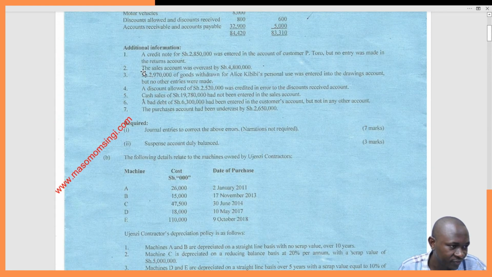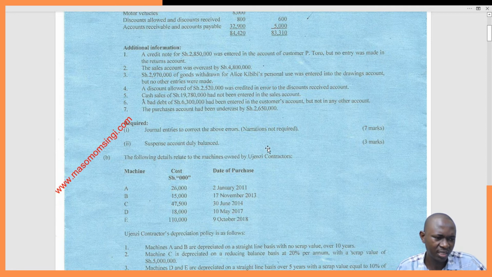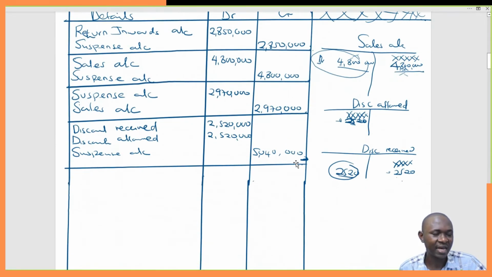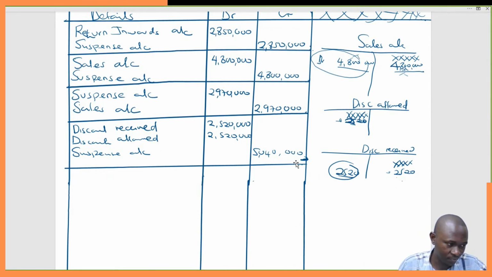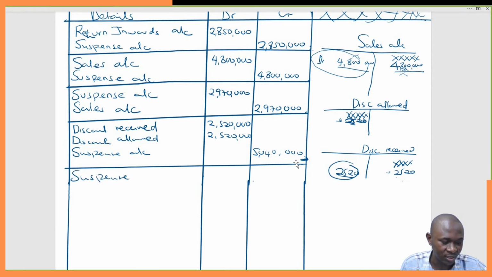Now, number 5. Cash sales of 19,780 had not been entered in the sales account. You sold goods for cash, but you did not enter the same in the sales account. So what are you supposed to do? Simply enter the same in the sales account. So you come here, the sales account, because sales are credit entries. We cannot start with a credit entry, so the debit side definitely will have the suspense account, because that explains the difference.